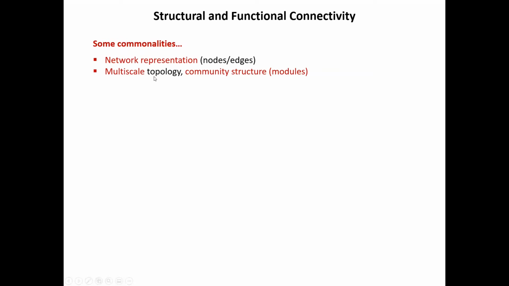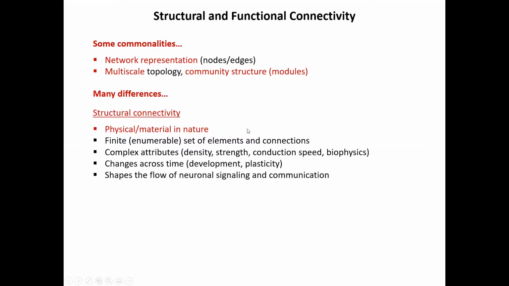Both have topology, adjacency matrices, things we can look at with tools from network science, multi-scale typically. That means there's organization on multiple scales. We've talked about this yesterday. And community structure is also common to both. And I'll say a lot more about communities and modules in functional connectivity later today. But there are also many differences.